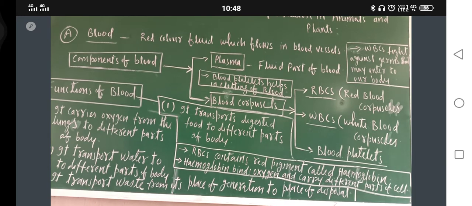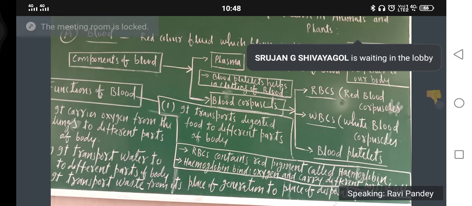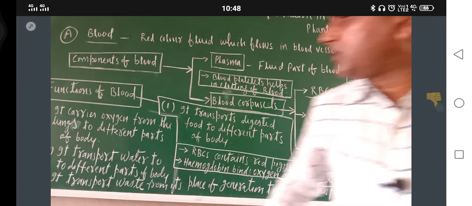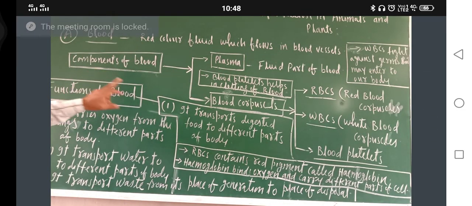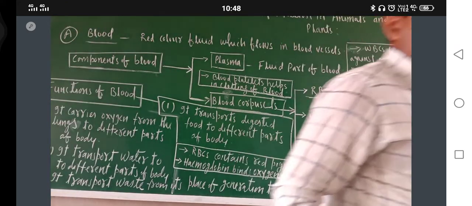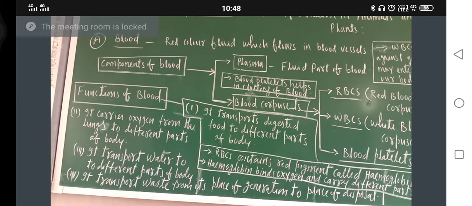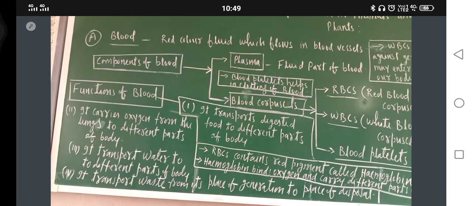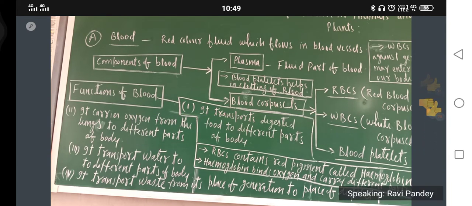Am I audible? Hello, am I audible? Please indicate. Okay, so just see, try to understand. Now the question arises here: what is the function of blood? Let me adjust the blackboard now. Yes, I think it is visible to everyone. Is it visible now? Hello? Please indicate to me. Is it visible?